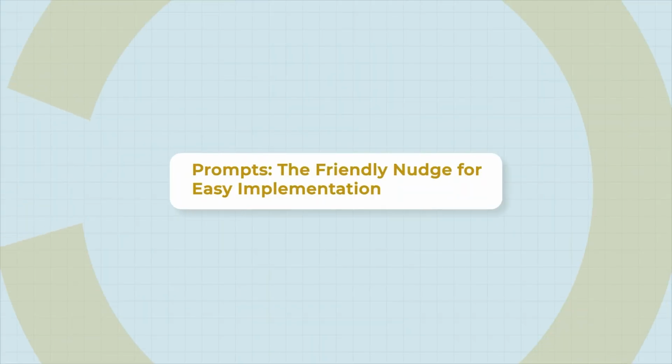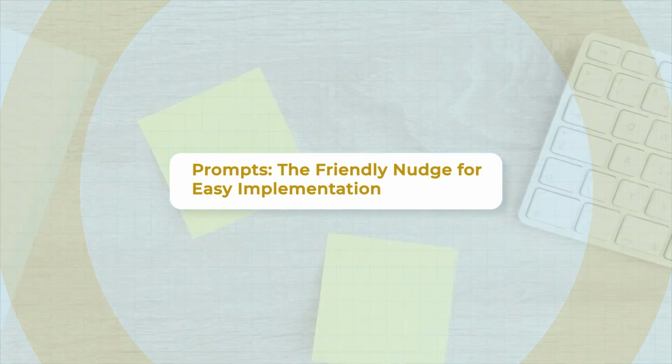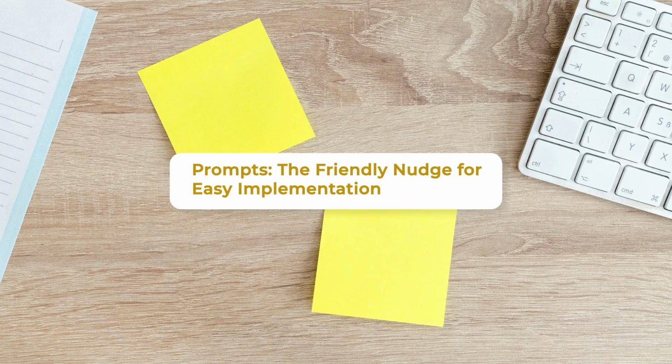Prompts are a great tool to help implementation. They're the friendly nudge you didn't know you needed. Prompts are those little reminders that help people do the right thing without feeling like they're getting nagged. Think of them as the sticky notes of social marketing. Prompts aren't meant to change attitudes or motivations. They're just gentle nudges to remind people to do what they already want to do.